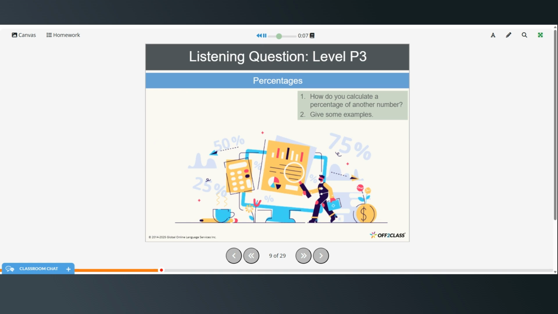The teacher continues explaining about percentages. Listen and answer the questions. And these are a few questions to think about before you answer. How do you calculate a percentage of another number, and then maybe give some examples. So you might want to make sure that you know how to do that math operation.